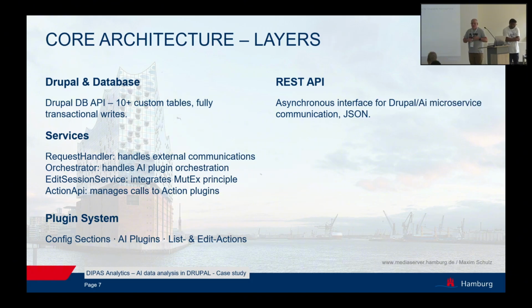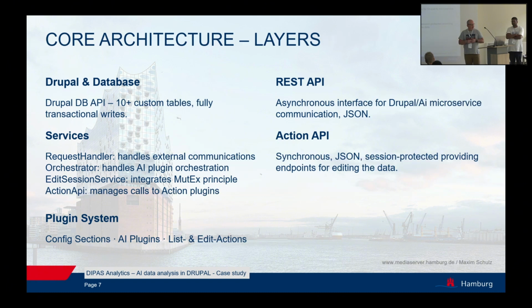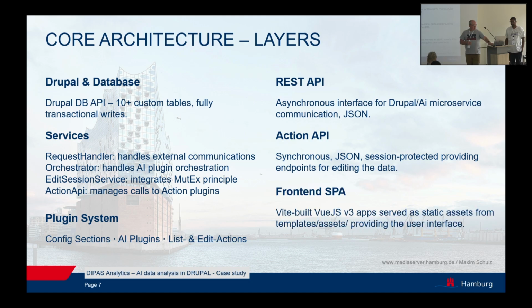Of course, in order to do that, we have to have a REST API. The REST API here is the API that we implemented in order to provide AI plugins to communicate with external remote AI backends. And we have the Action API, yet another fancy REST API. It's a synchronous API, also JSON-based, that handles requests for data editing sessions. And in terms of the front-end UX for the editor, we have single-page applications in place. Also, we're not using the Drupal rendering layer here because it was just easier to spread the workload and to reuse components we already had.